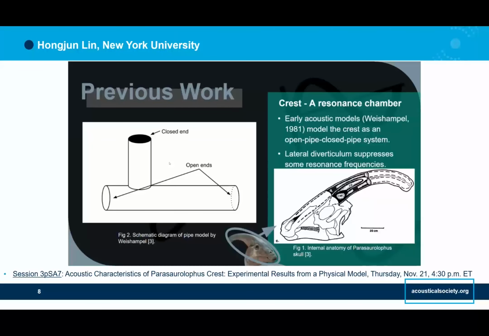And that takes us back to the starting point of my research, when I came across this paper by White-Shampo in 1981, who proposed an acoustic model treating this crest as an open pipe closed pipe system. After that, I kept wondering if there are any other interesting papers about Parasaurolophus crest out there.